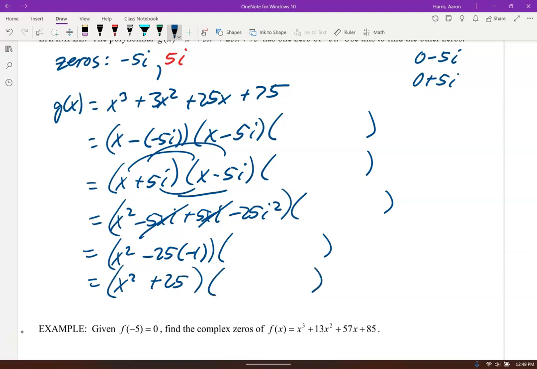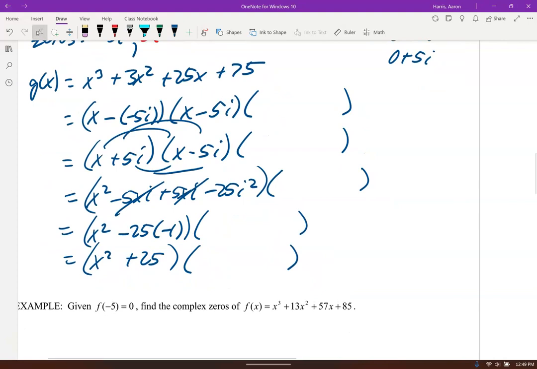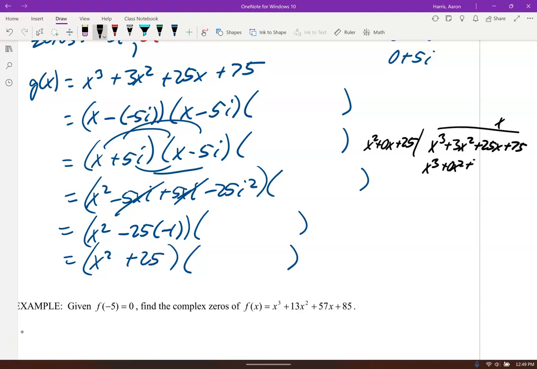And now I just have to find that third one, right? So what I'm going to do is go to the side and do long division to find that other factor. I'm running out of room here, so let me go over here. x to the third plus 3x squared plus 25x plus 75, divided by this x squared plus 25. I'm going to write it as x squared plus 0x plus 25. And I multiply this. So x times x squared, x to the third. Go ahead and change those signs. That'll be a 0x, that'll be a 75.